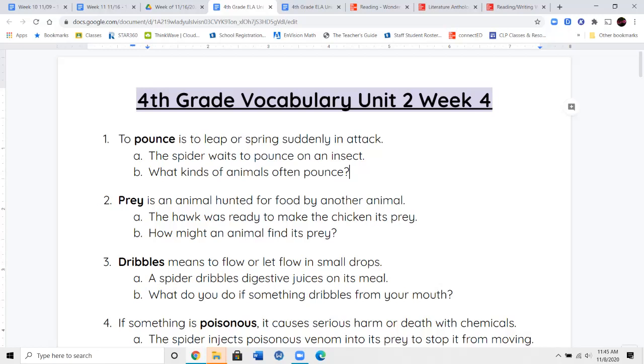Your third word is the word dribbles. Dribbles means to drip, or kind of drop down in small drops. So think of a little kid when they're drinking out of a really big cup. You can see usually that their water or the milk or whatever they're drinking dribbles down their chin, right? It's kind of like spilling in a steady little stream with little drops.